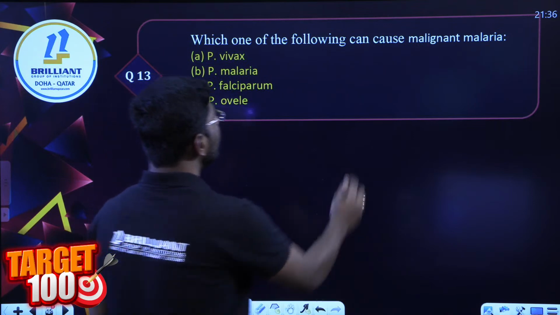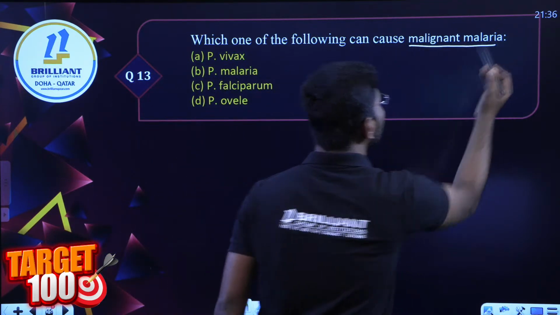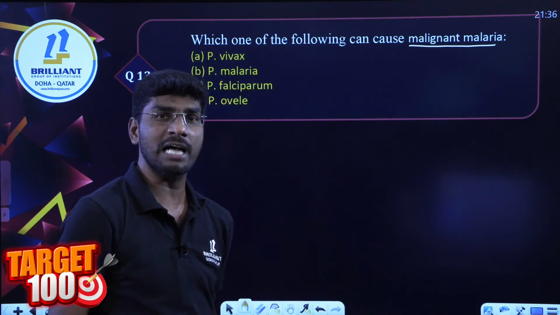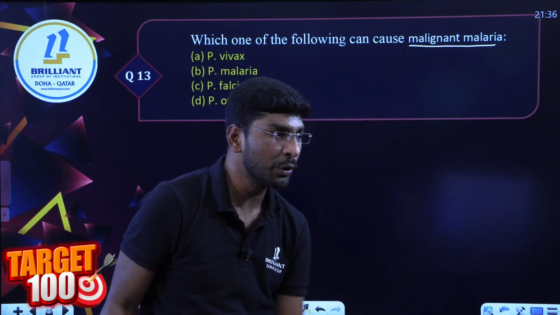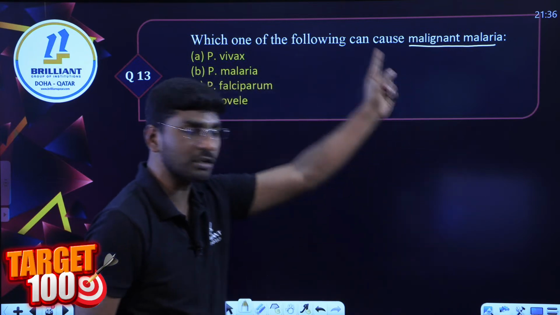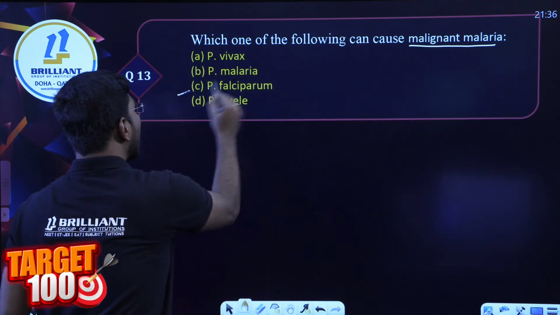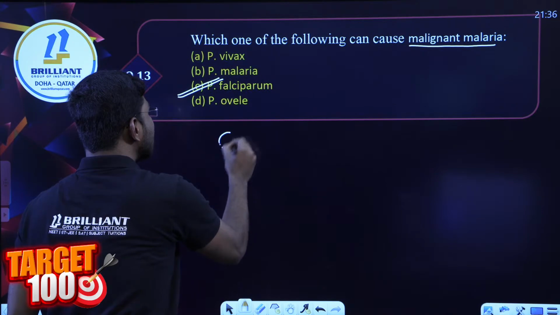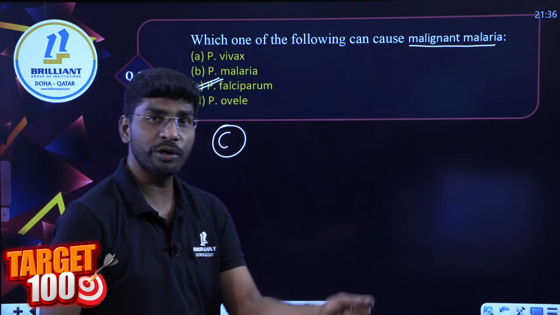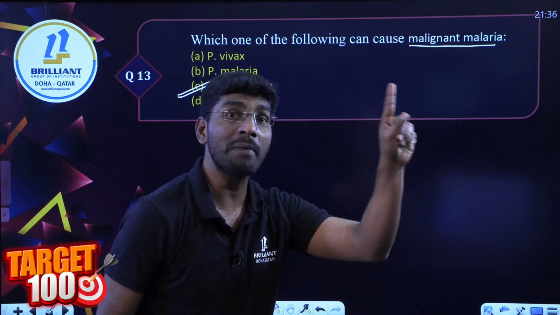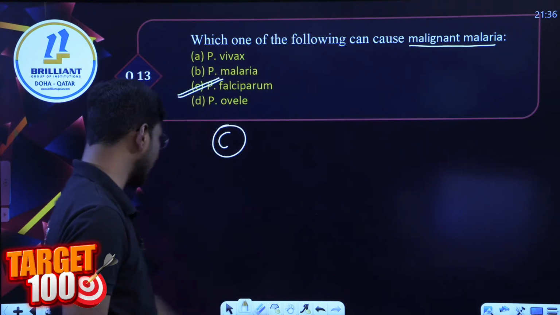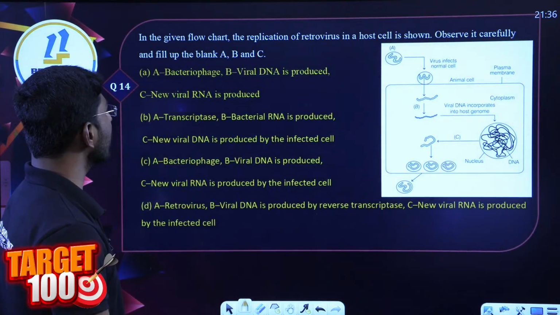Which one of the following can cause malignant malaria, dangerous malaria, severe malaria, cerebral malaria, malaria to the brain? Which pathogen can cause it? Very good. Plasmodium falciparum. Plasmodium falciparum can cause cerebral malaria or malignant malaria. Very good. Absolutely correct. Question number 14.